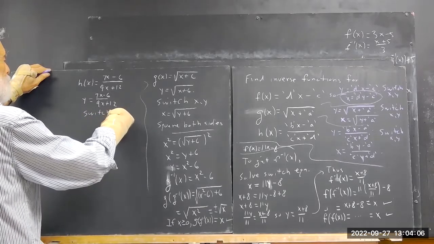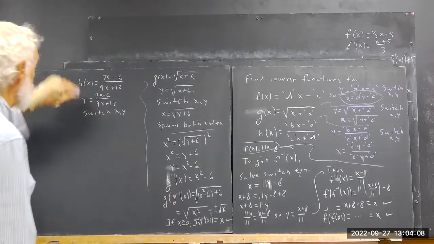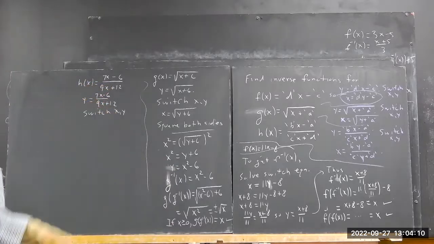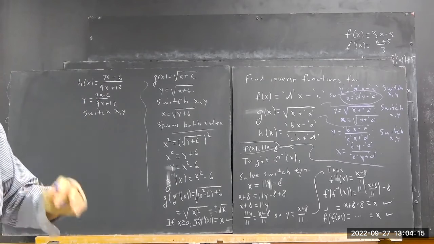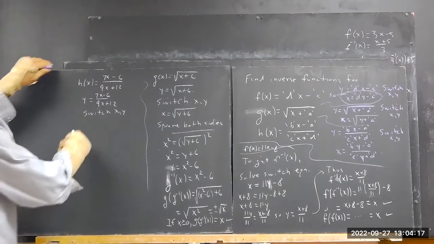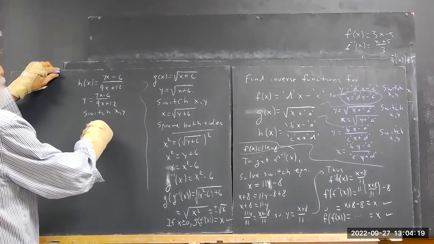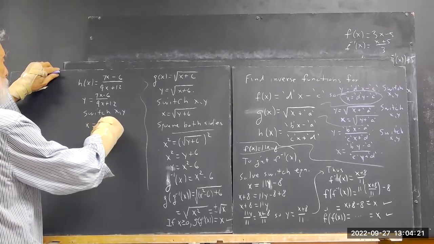We switch x and y. It always starts out the same. You write whatever the function is, you write y equals that, you switch x and y, and you should really understand why in terms of what we did with the graph. And you get an equation that you can hopefully solve for y.